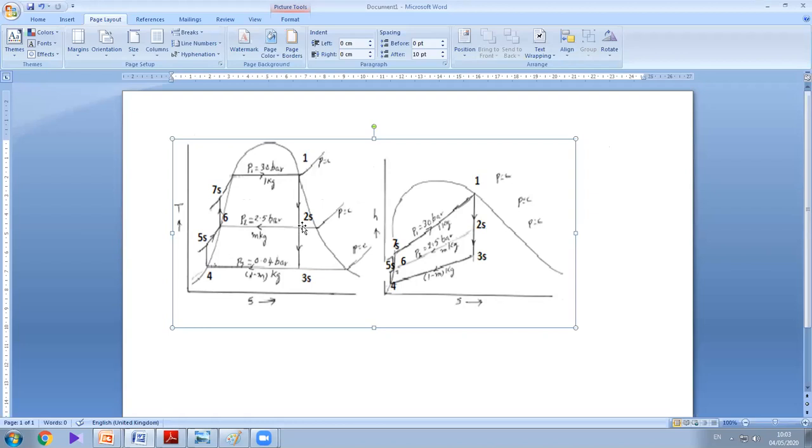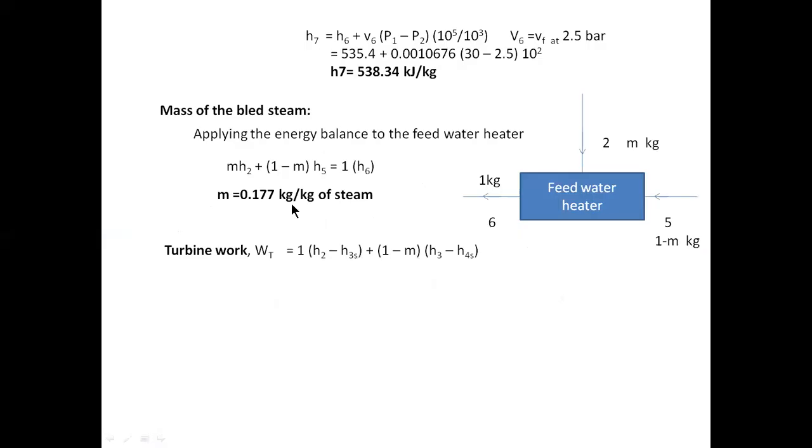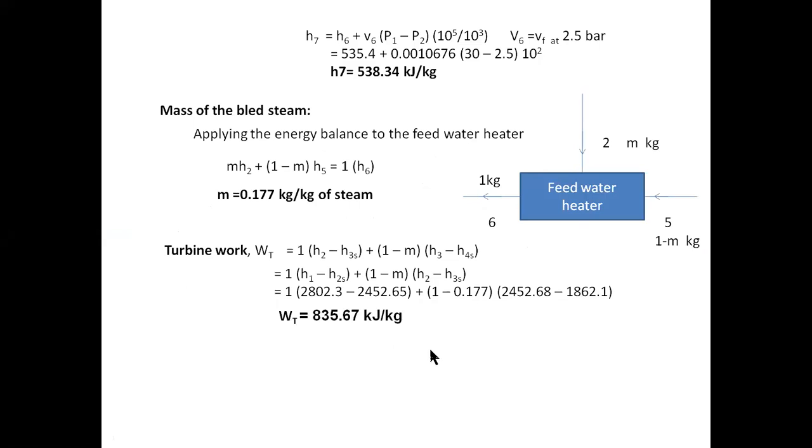Next, when I take 2 to 3, what is the mass handled here? The mass handled is 1 minus m kg. The enthalpy difference is H2 minus H3. So what is the turbine work here? 1 minus m into H2 minus H3 is the turbine work. So the total is H1 minus H2 plus 1 minus m into H2 minus H3. We know what m, H1, H2, H3 are, everything we have calculated. You just substitute, you'll be getting turbine work as 835.67 kilojoules per kg.